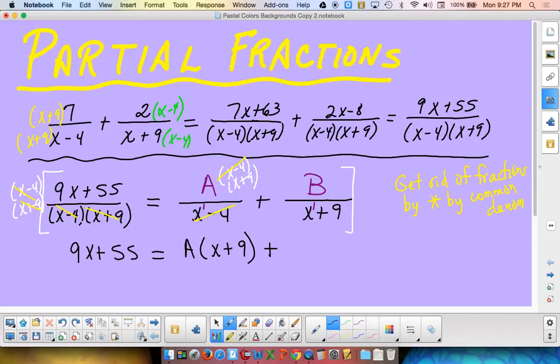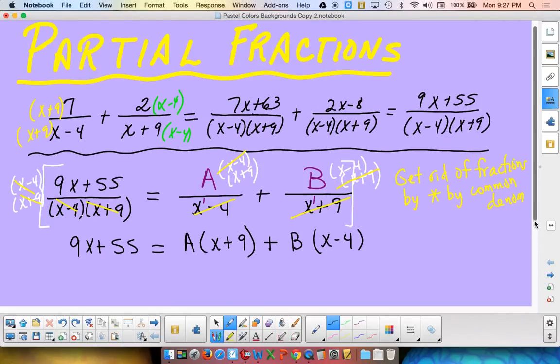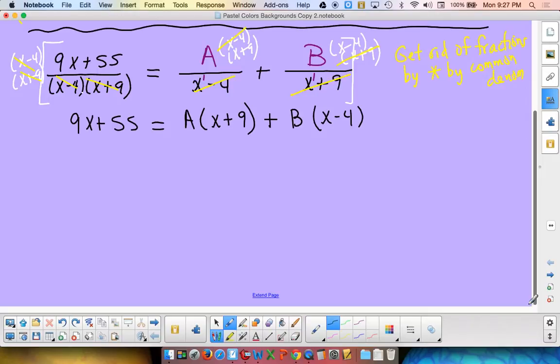Okay, on B, same thing. I'm multiplying by x minus 4 and x plus 9. What's going to cancel? The x plus 9. And we're going to be left with the b and the x minus 4. So now, your goal is to solve for a and b. And you're going, how can I solve for a and b when I also have x's? That's 3 variables in one problem. You can't solve it. But there's sneaky algebra yet to come.